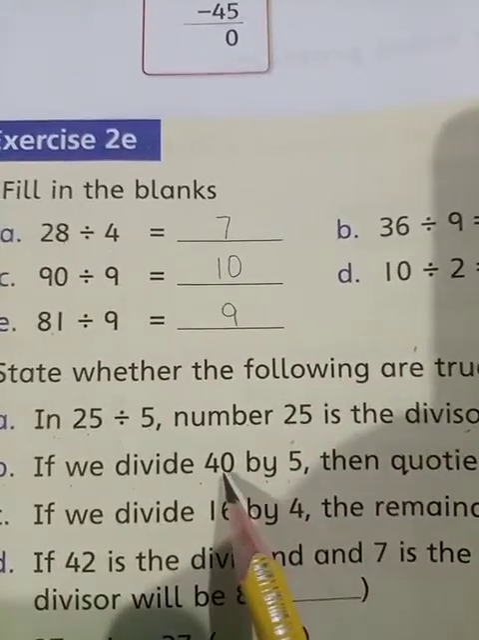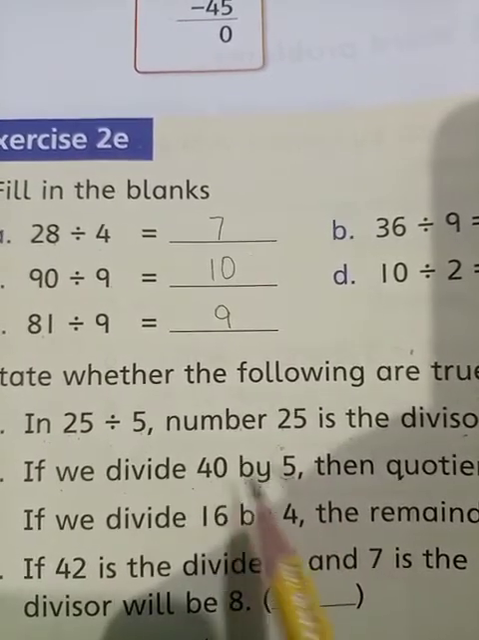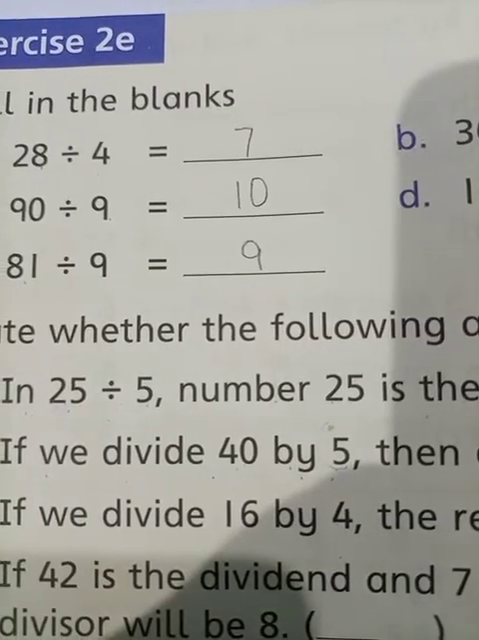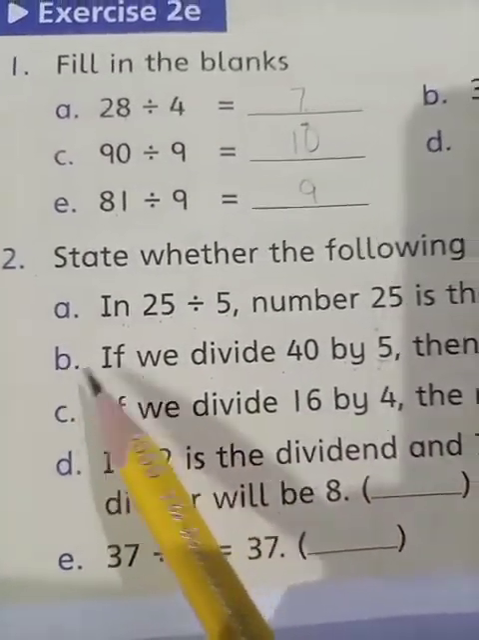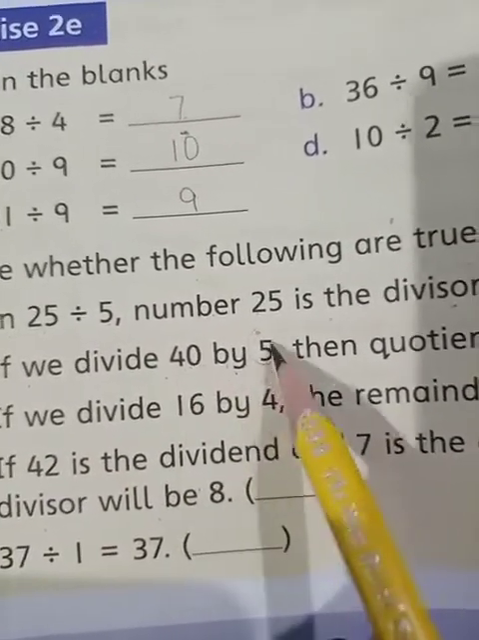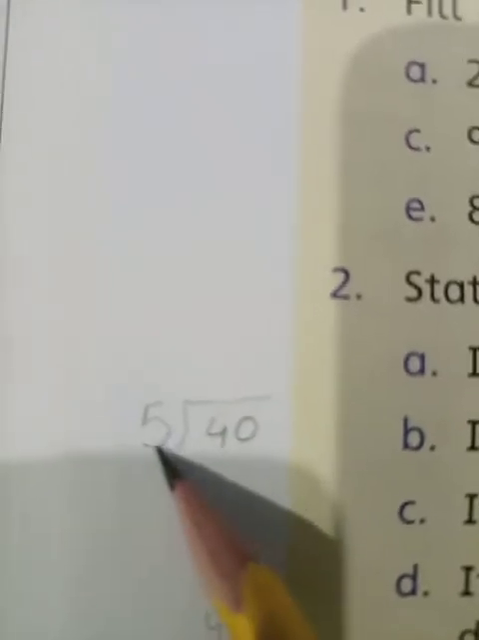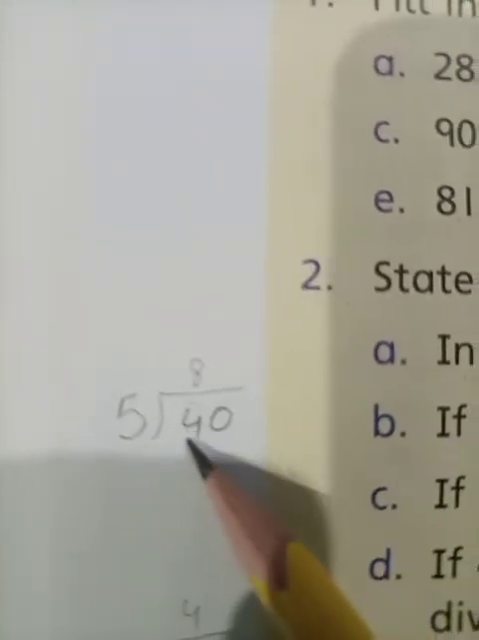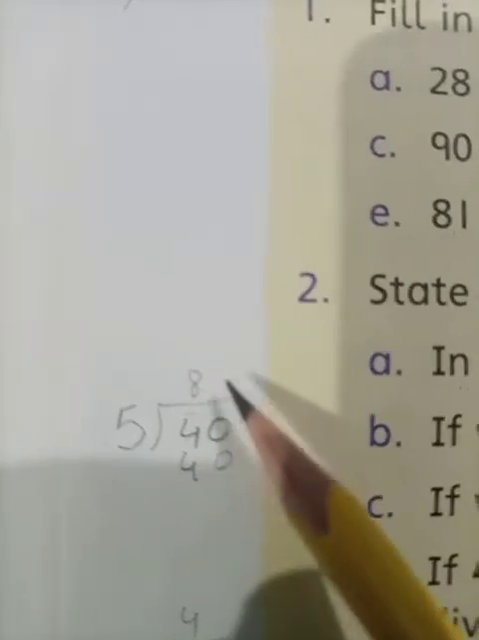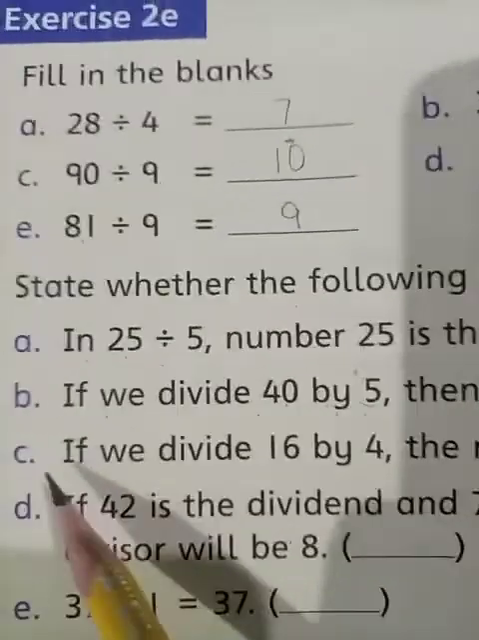So students, let's divide it. 40 by 5. Read the table of 5 where I got the 40. Students, here in the second, if we divide 40 by 5, it means that 40 is our dividend and 5 is our divisor. Then the quotient is 8. So students, look at this. When we divide 40 by 5, 5 8s are 40. It means that our quotient is 8. So in this statement, the quotient is 8, that is true.